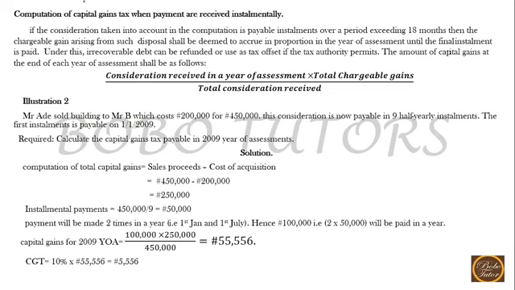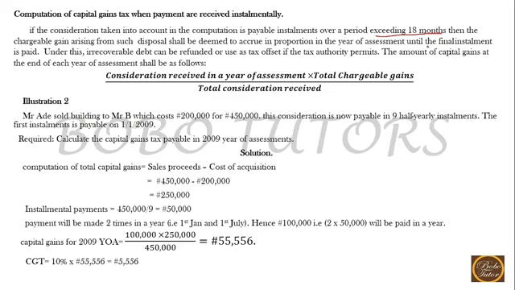So now let's read. If the consideration taken into account in the computation is payable in installments over a period exceeding 18 months, then the chargeable gain arising from such disposal shall be deemed to accrue in proportion in the year of assessment until the final installment is paid. That is what the government is trying to tell us: if you sold an asset and payment is not received instantly, that is, payment is received bit by bit, by installments.